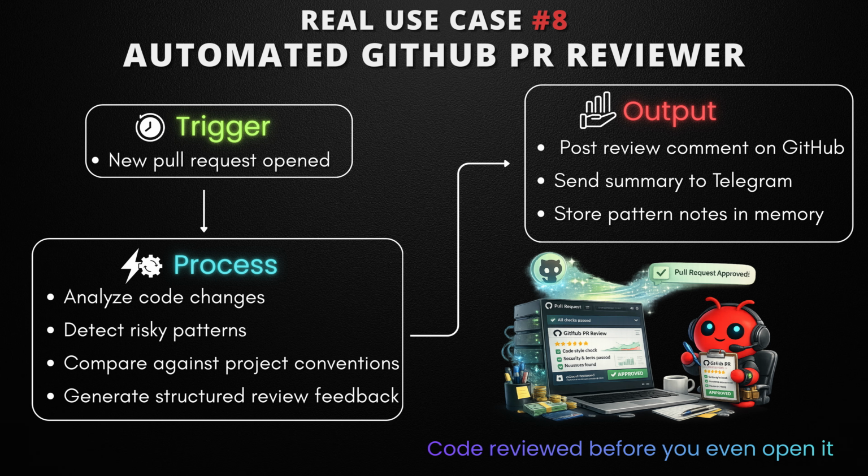It checks for risky patterns, large refactors, missing tests, or violations of project conventions. It compares the changes against past code patterns stored in memory and generates structured feedback. That feedback is posted directly as a comment on GitHub, and you receive a summarized version in Telegram. You open the PR, and the first layer of review is already done.